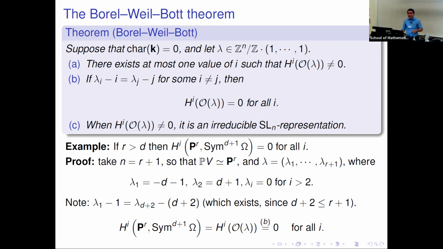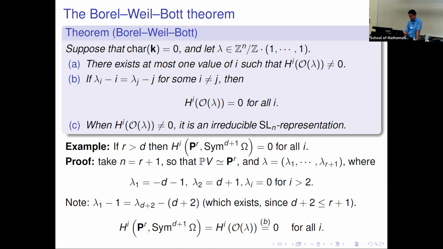I wanted to maybe do one more example. I like the symmetric powers of omega, so I guess I have to use them. In characteristic 0, the claim is that the cohomology of symmetric powers of omega is identically 0. Of course, that's because it's the cohomology of the Koszul complex, and that's 0. So we know that already. How would we get it using Borel-Weil-Bott? Well, first of all, you have to believe me that the cohomology of this symmetric power is the same as the cohomology of O(lambda) for a certain weight lambda with n entries, namely minus d minus 1, then d plus 1, and then zeros.